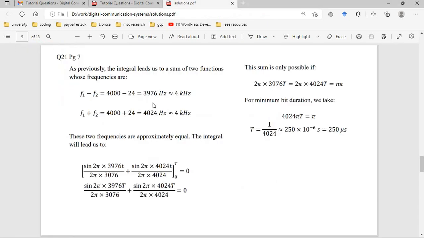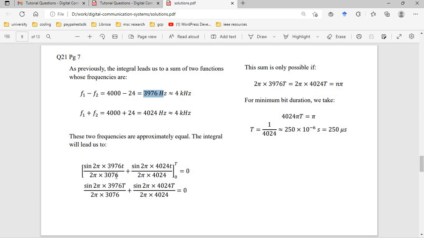So we've come across a similar question before, and we know we perform an integral and we end up with two sinusoidal functions with frequencies f1 minus f2, in this case 4000 minus 24, which is really pretty close to 4 kilohertz, and f1 plus f2, 4000 plus 24, also very close to 4 kilohertz, because 4000 is much greater than 24.